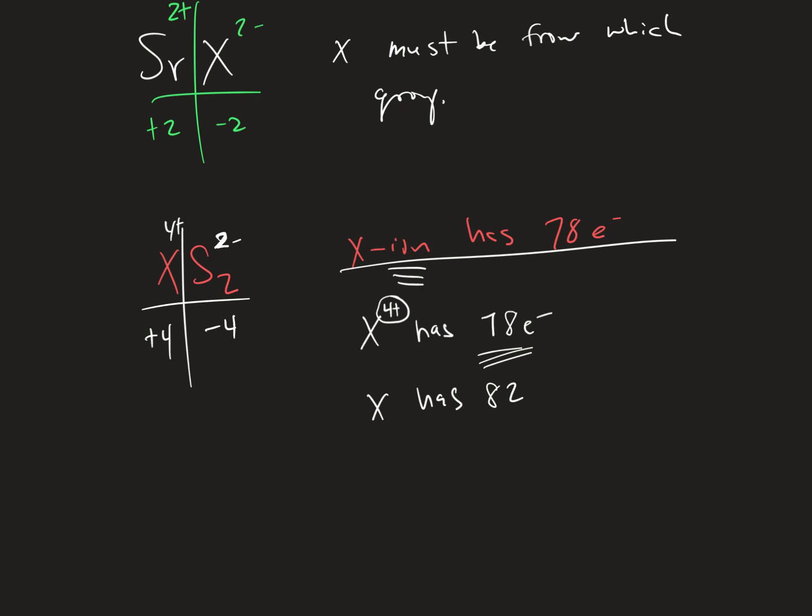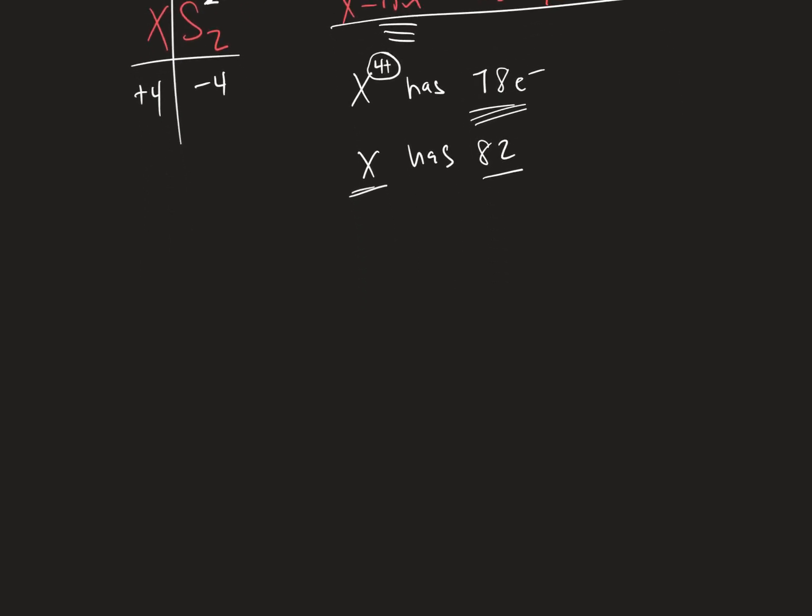If the neutral element has 82 electrons, how many protons does it have? Also 82. That means this element is lead. Do you get that? Should we do one more? Are we like finding an unknown? Yeah, we're looking for X. Okay, we go a little slower.